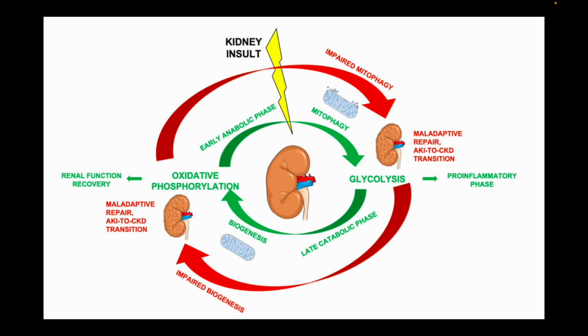However, the impaired healing process can result in impaired mitophagy, where the mitophagy is dysfunctional and damaged mitochondria accumulate, leading to persistent stress. And there is impaired biogenesis, where there is failure for the new mitochondria to generate, thereby again reducing the energy required for the recovery and further aggravating into a chronic kidney disease state.